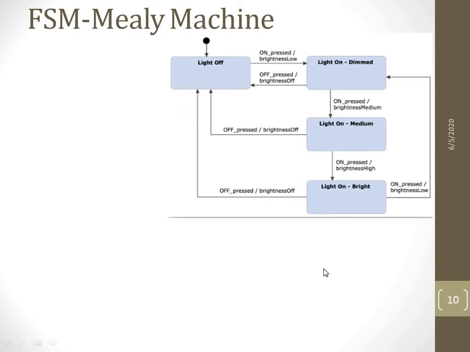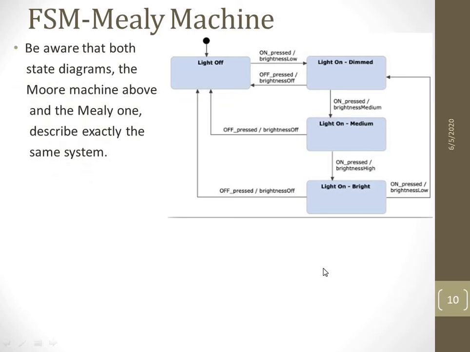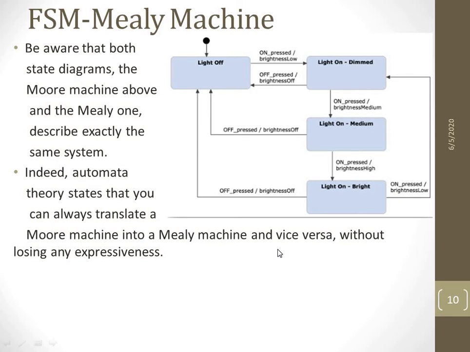So the same diagram: be aware that both state diagrams, the Moore machine above and the Mealy one, this is the Mealy one, describe exactly the same system, no doubt. Indeed, automata theory states that you can always translate a Moore machine into a Mealy machine and vice versa without losing any expressiveness. So here you can see.